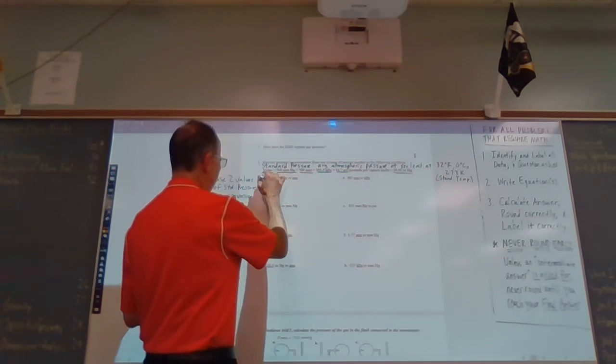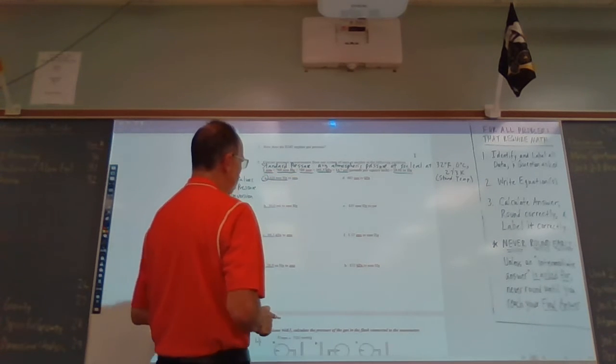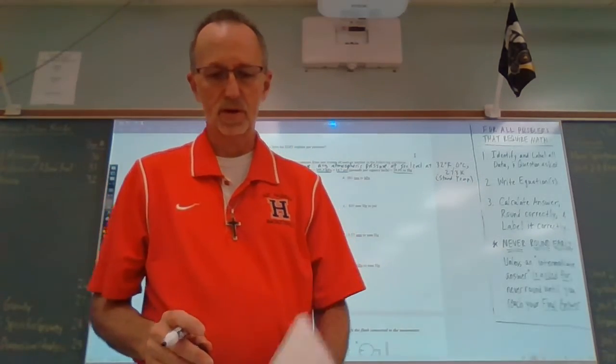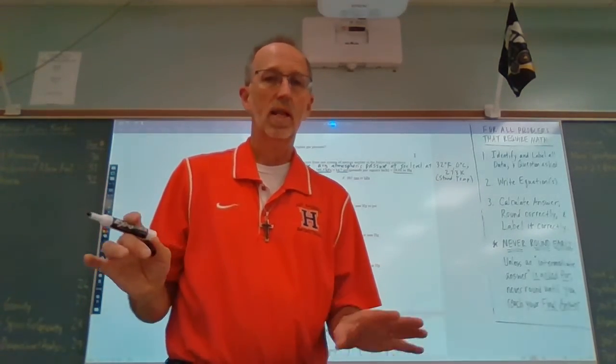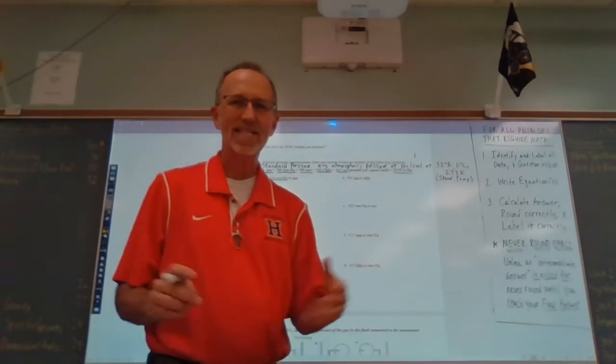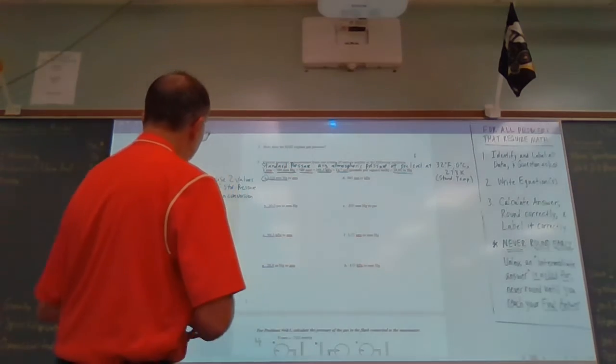Let's do A. We have 320 millimeters of mercury to atmospheres. By the way, why is the measurement in millimeters of mercury? That's a length. Millimeters are a measure of length. Let me show you that real quick.